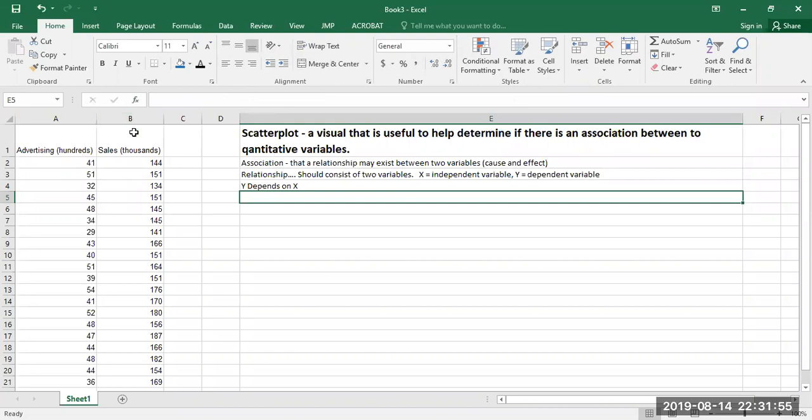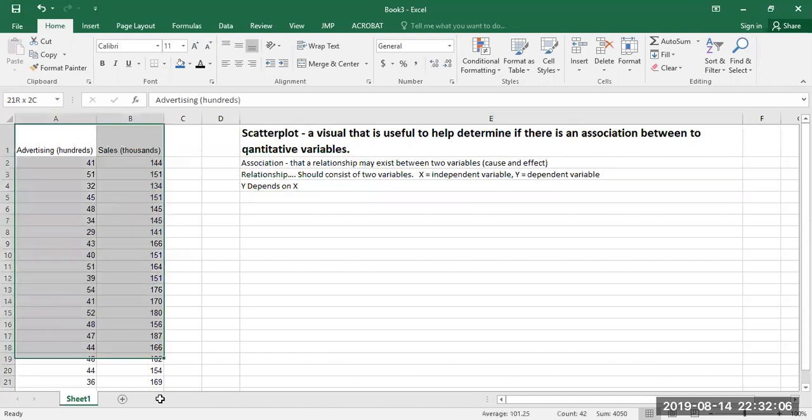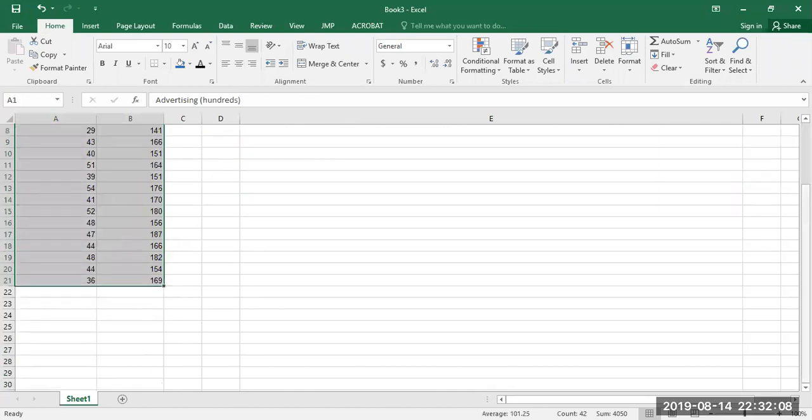Otherwise, it's going to be hard to make that associative relationship, or more importantly, that cause and effect. Once we have the x variable in one column and the y variable in a second, and they are directly next to each other, we can highlight the data. So we highlight our x and y variables.